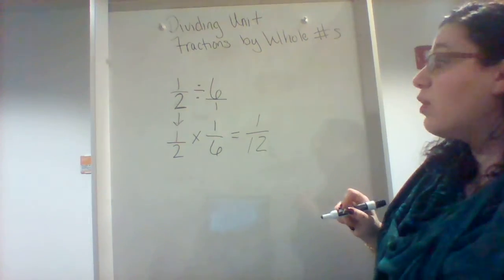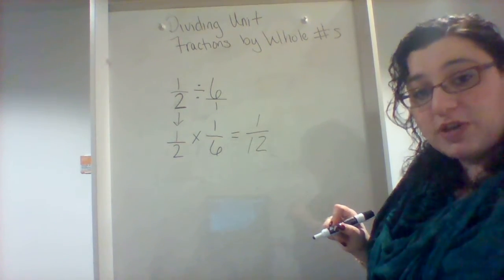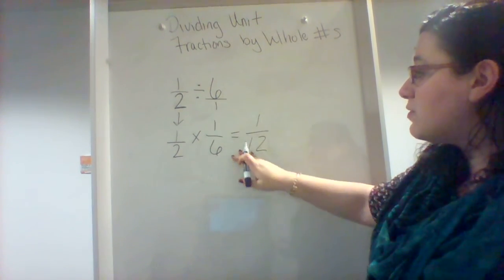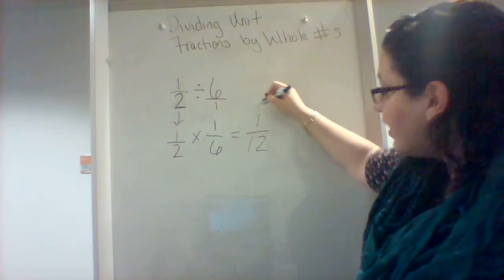So instead of having a whole number as an answer, as we did in the previous problem, where our final answer was 12 over 1, if we flip the division around, we get 1/12 as the final answer.